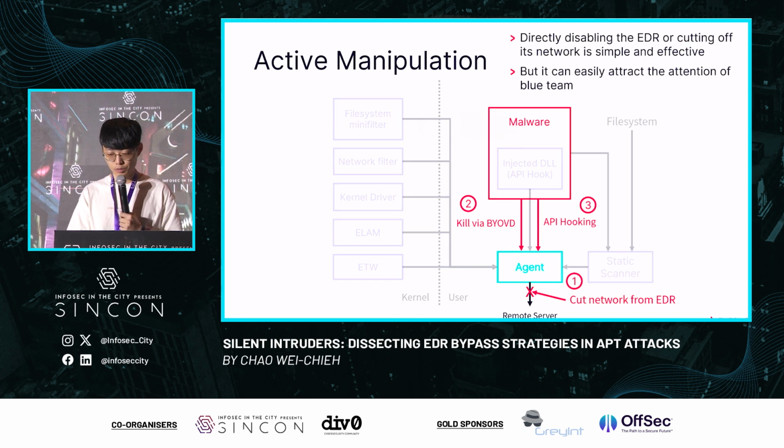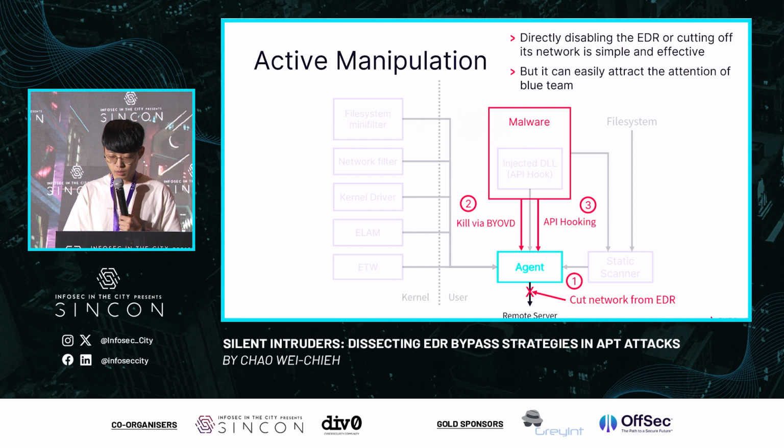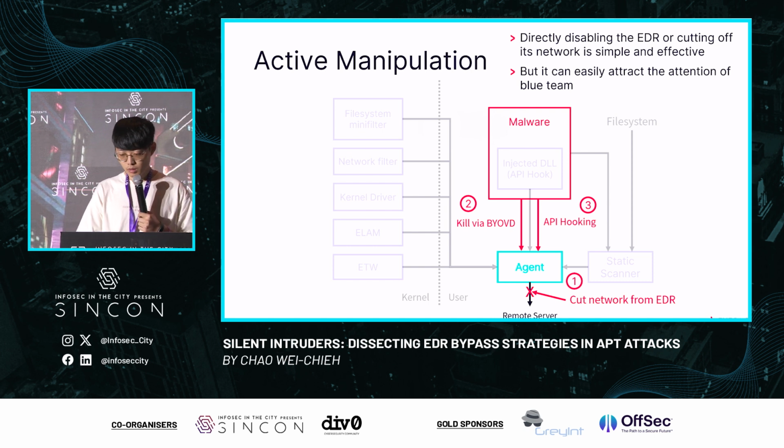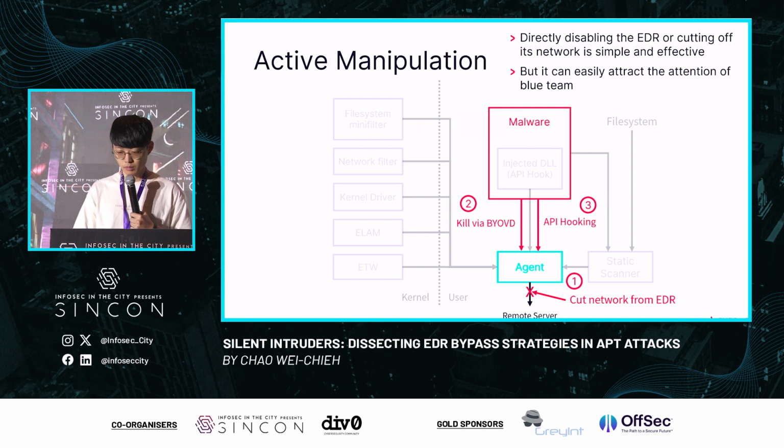For example, they can try to cut the network of the EDR, making the blue team unable to receive the data from the agent, or they can try to kill the agent directly. In some cases, we also see malware try to do API hooking inside the EDR system and try to hide its behavior. While directly disabling the EDR is simple and effective, it can easily attract the attention of the blue team, because they may notice that the endpoint is offline and begin to investigate what happened.